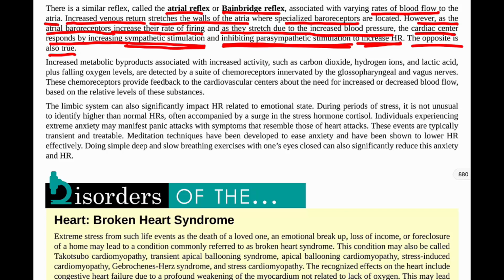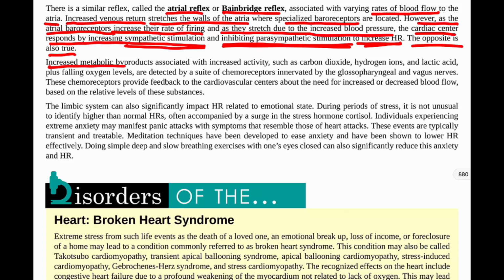So then we're going to do the opposite. We're going to decrease sympathetic stimulation. We're going to say, okay, we don't need to increase the heart rate anymore, so stop sending that message. And then we're going to increase our parasympathetic stimulation. So we're going to then go back to our, hey, slow down, SA node, slow down, slow down.